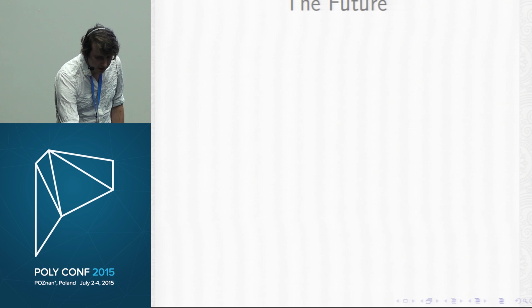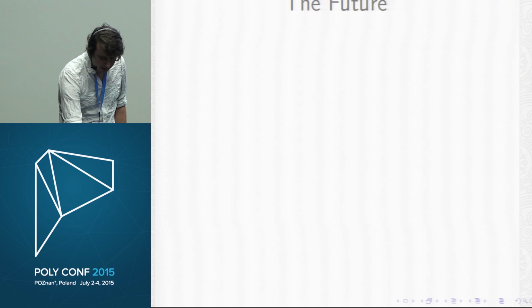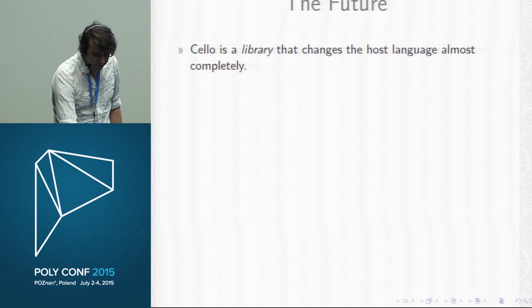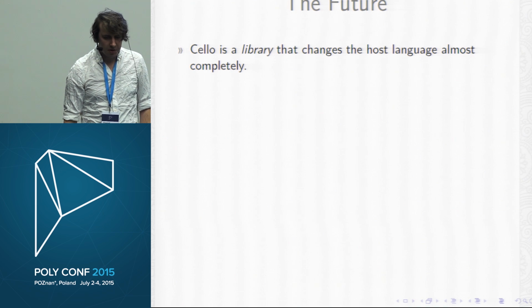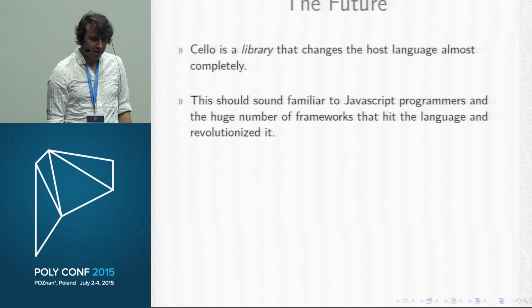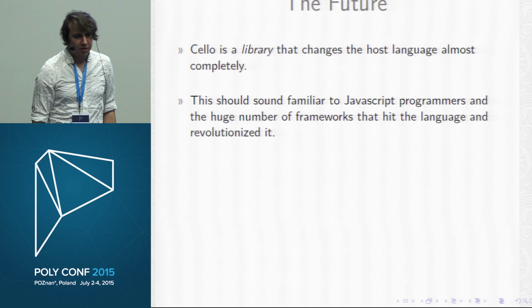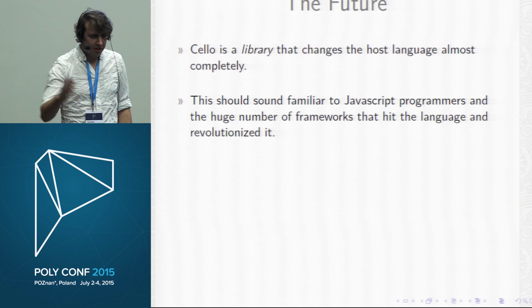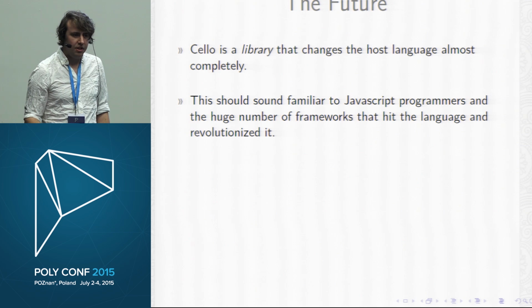So finally, quickly, I want to talk about why I think people think Cello is exciting. Basically, it's a library which changes the host language almost completely. JavaScript programmers probably know about this because it was a pretty dead language, and then things like jQuery and Underscore, and then a million frameworks came along, and suddenly everyone wants to use it. It's totally new. It feels fresh.